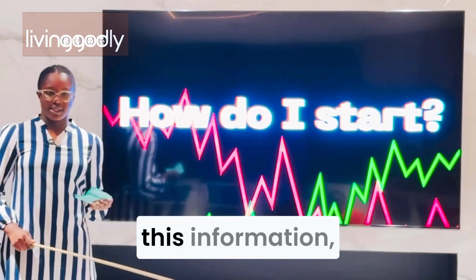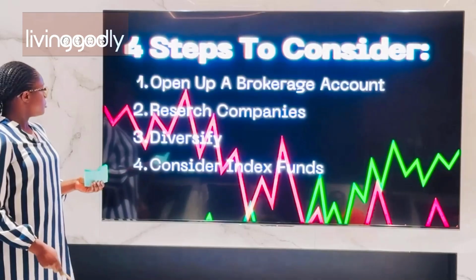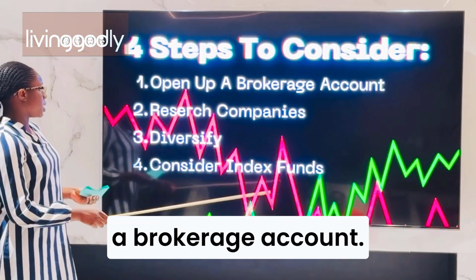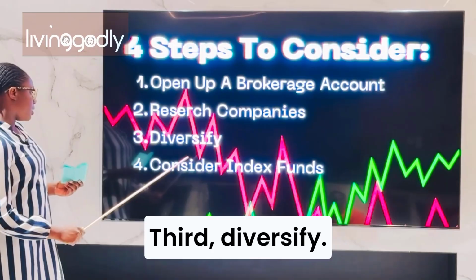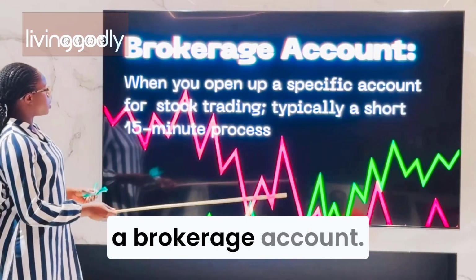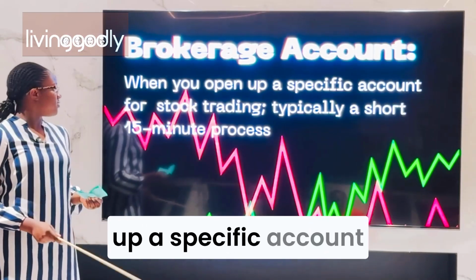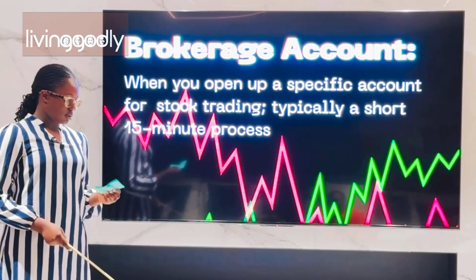Now that we have all this information, how do we start? Consider these 4 steps. First, open up a brokerage account. Second, research companies. Third, diversify. And fourth, consider index funds. Opening up a brokerage account. This is when you open up a specific account for stock trading. This is typically a short 15-minute process.